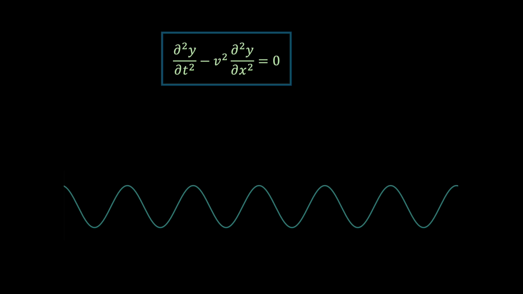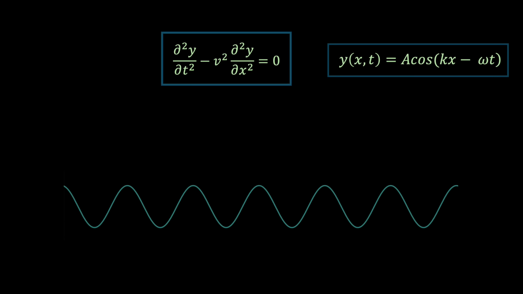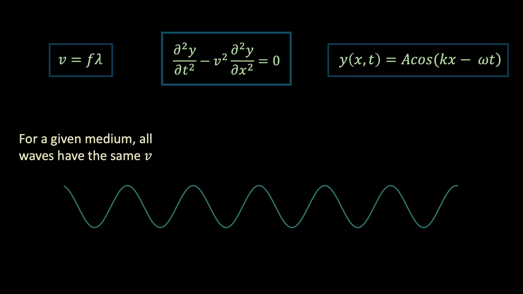Okay, so to summarise, we've seen that waves such as those that move along a stretched rope obey a wave equation, and the displacement of such a wave is described by a wave displacement function. And if we sub this function into the wave equation, we find that it is a solution provided that v equals f lambda. And then we saw that for a given medium, all waves travelling through that medium have the same speed. And this then implies that the frequency and wavelength of these waves can take any values.